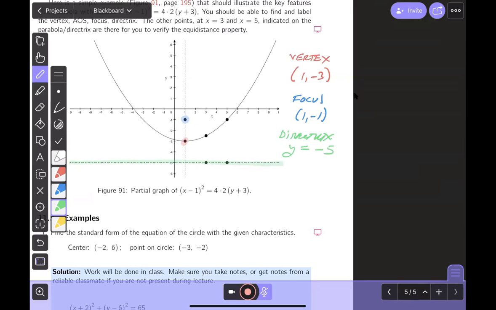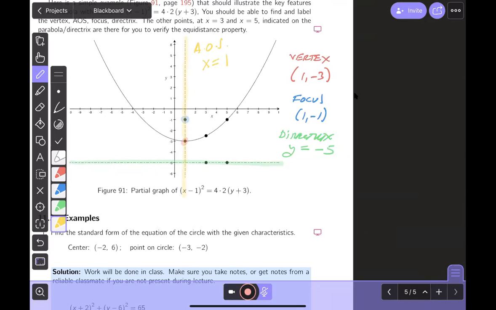Okay. The other thing I want to put down, well, not terribly important, is the axis of symmetry. And what did they say about the axis of symmetry? They said it's a line that goes through the focus and the vertex. And by the way, that line is perpendicular to the directrix. So the axis of symmetry is x equals 1.